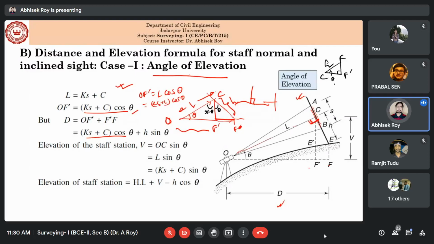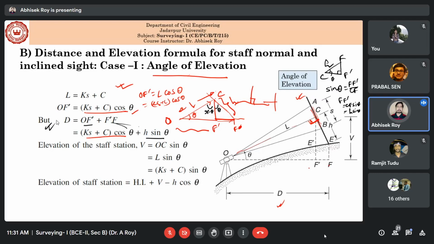Now from this triangle, if you write sine theta, that will be perpendicular divided by hypotenuse. So F dashed by hypotenuse CF. So F dashed will be CF sine theta. Now CF already we know that is H, so it will be H sine theta, or simply middle stadia reading into sine theta. So OF dashed is basically L cos theta or Ks plus C into cos theta, and F dash F is H sin theta. So that's how we will calculate the distance.